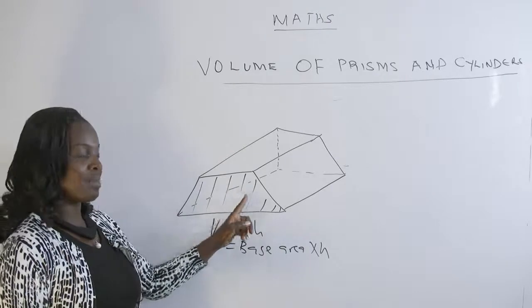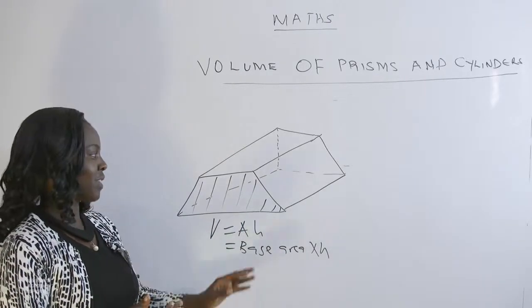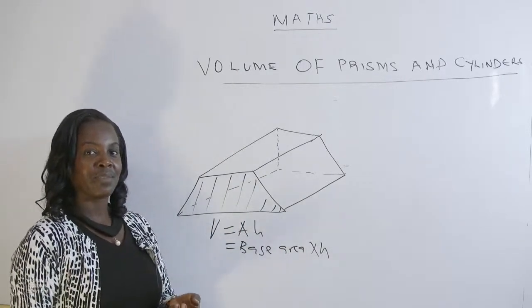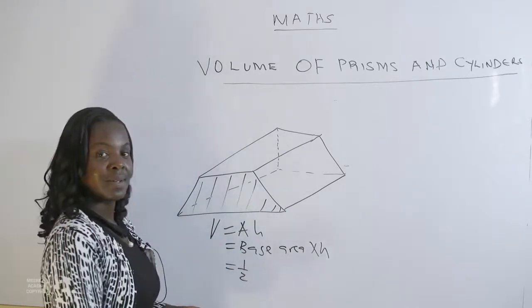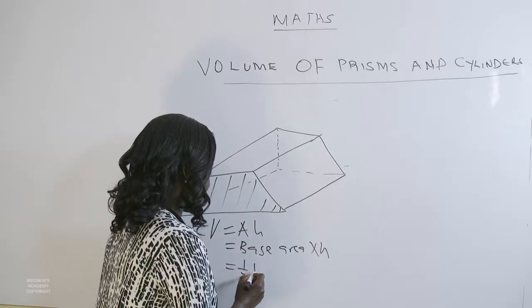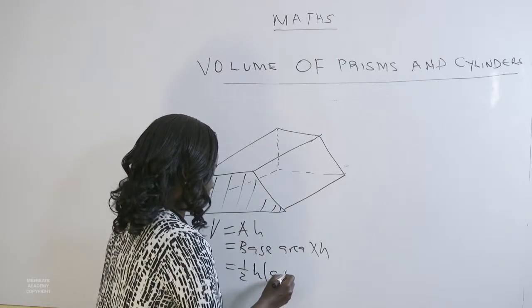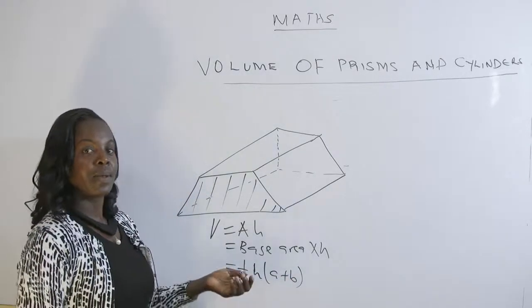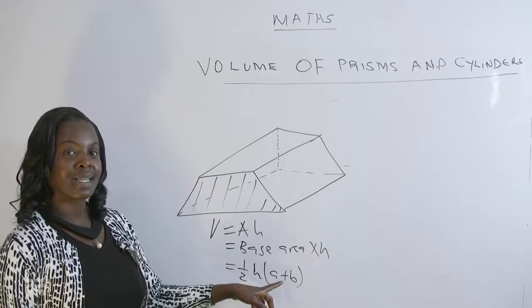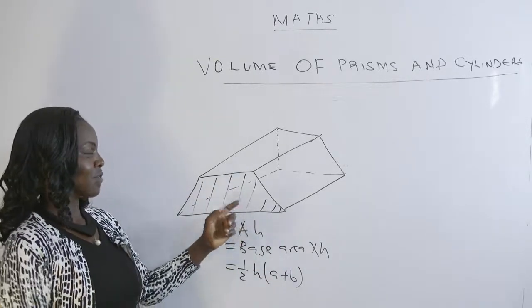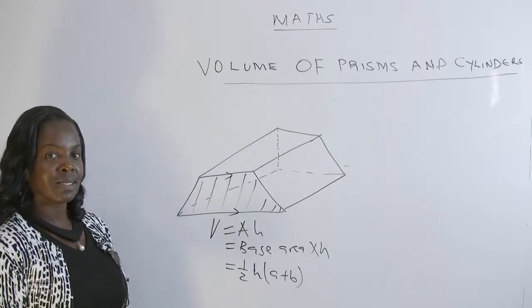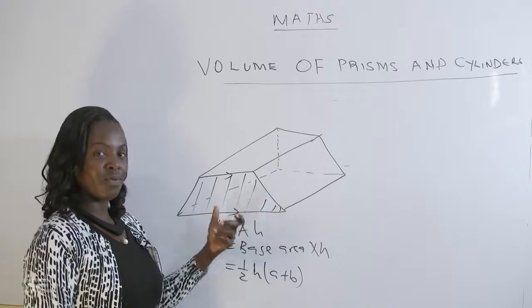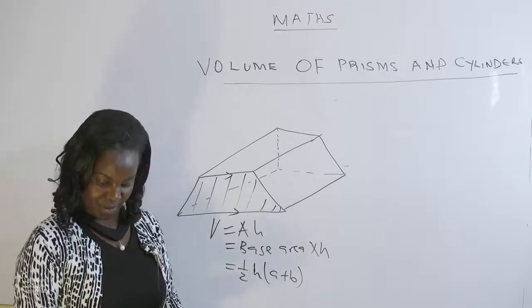So how do we calculate the base area of the trapezium? If you can remember from your last class, we said it is a half times the perpendicular height times the sum of the two parallel lines, the two opposite lines of the trapezium.